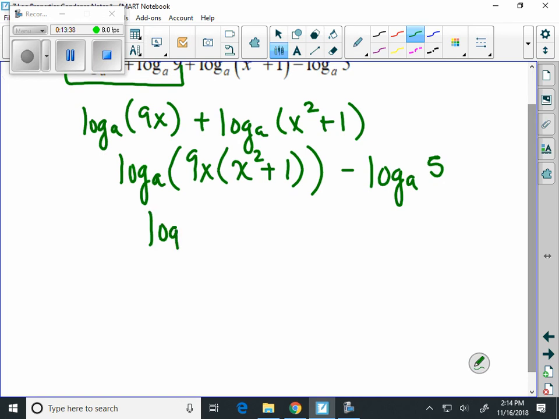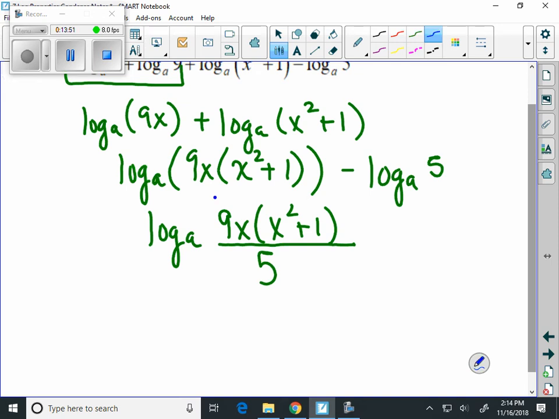Well, subtraction means that if we want to condense, we're going to divide. So this is going to be log base a of 9x times x squared plus 1, all divided by 5. And you do want to put these parentheses in to show that that's the entire value that's applying to that logarithm. You do not need to multiply 9x times x squared and 9x times 1. You can if you want to, but you don't have to distribute that out.